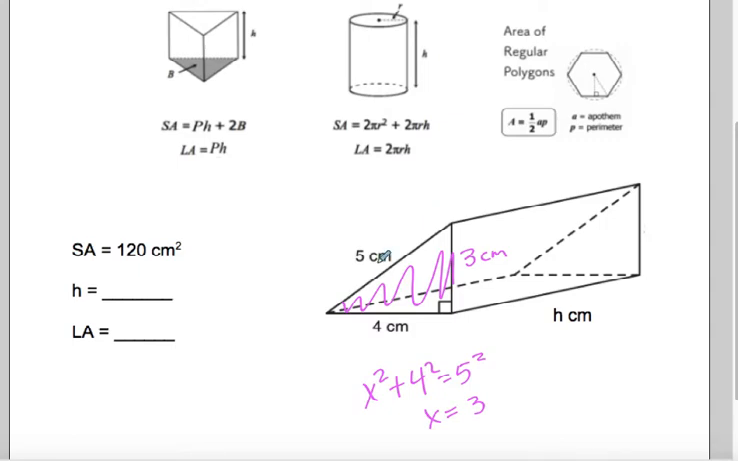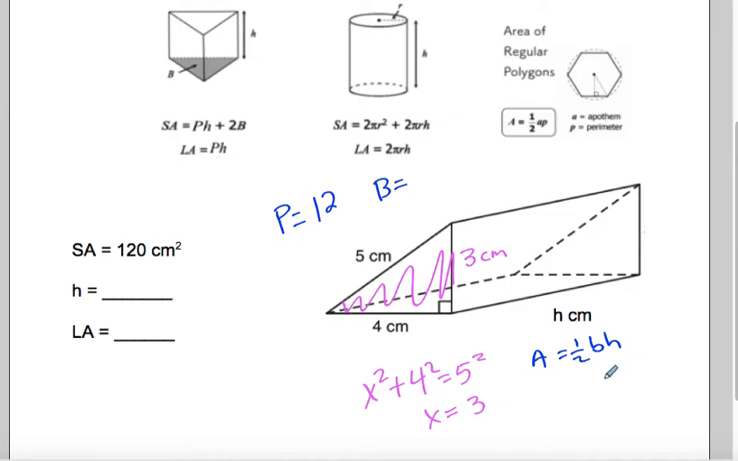You need the sides of your base because the formulas involve P, the perimeter of the base. So I want to think about what the perimeter of the base is going to be. I have 3 and 4 and 5, so that perimeter is 12 centimeters. They also use the area of the base. It's a triangle, and the formula for the area of a triangle is 1/2 base times height of the triangle.